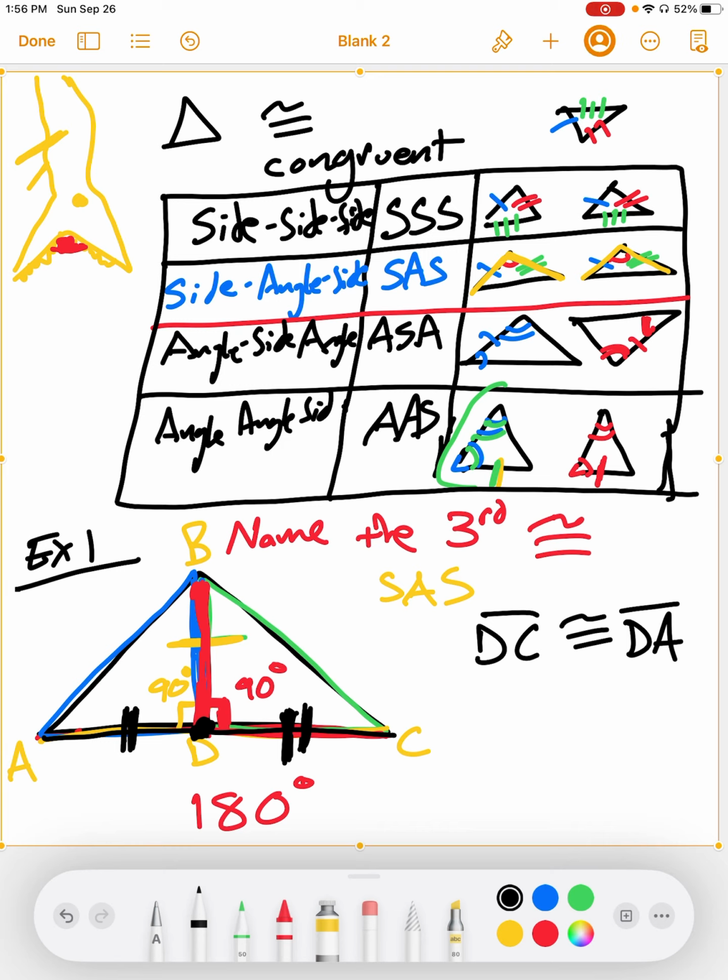All right, those are your notes for finding congruences and finding congruent triangles.